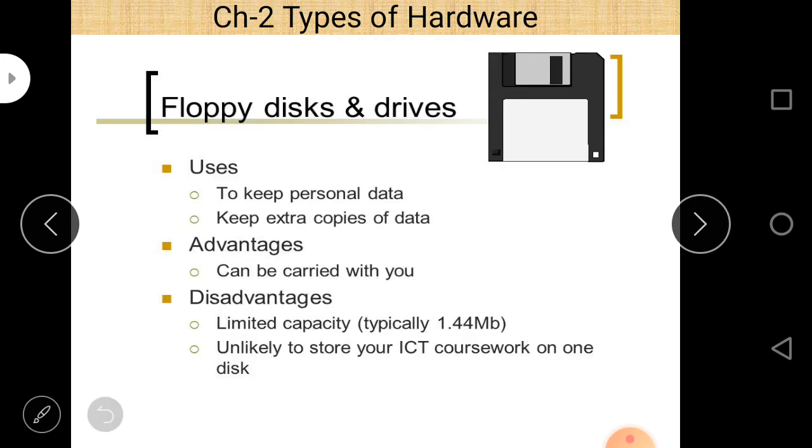Next is a floppy disk and drives. Uses: they are used to keep personal data and keep extra copies of data. Advantages: can be carried with you. Disadvantages: limited capacity, typically 1.44 MB, and unlikely to store ICT coursework on the disk. So these are the basic disadvantages of a floppy disk.